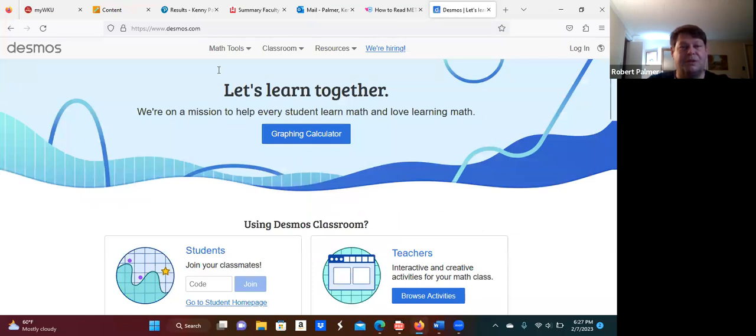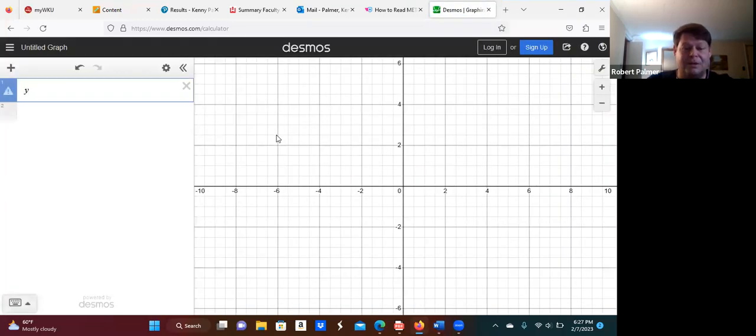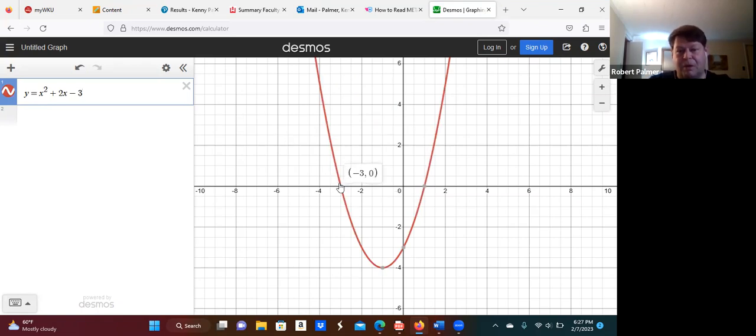Our site we go to is desmos.com, and let's type this in and see. So y is equal to x squared plus 2x minus 3. Okay, we look, there are zeros. Once again, the zeros are the x-coordinates of the x-intercepts, and so our zeros are -3 and 1.